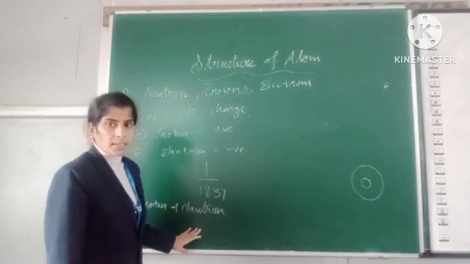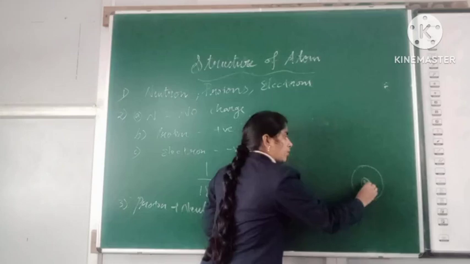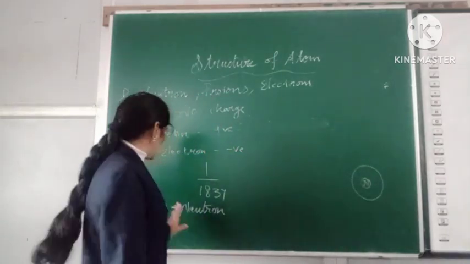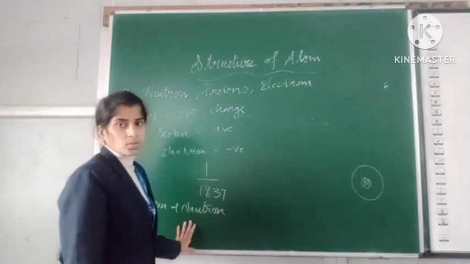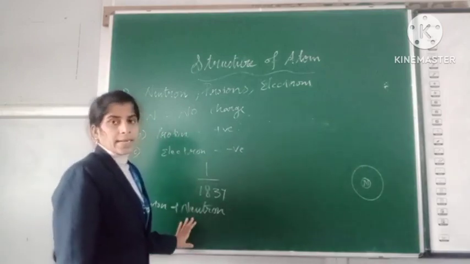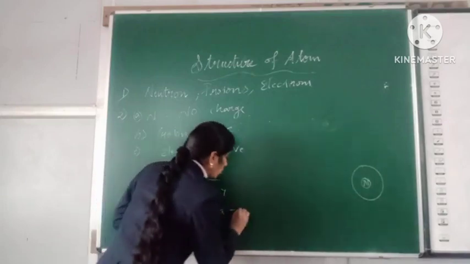So this we call as what? Nucleus. The central core of an atom that we call as what? Nucleus. Okay. And these proton and neutron, these have what? A strong electrostatic force of attraction. So this proton and neutron, these both have strong attractive force. So this we call as what? Nuclear force.